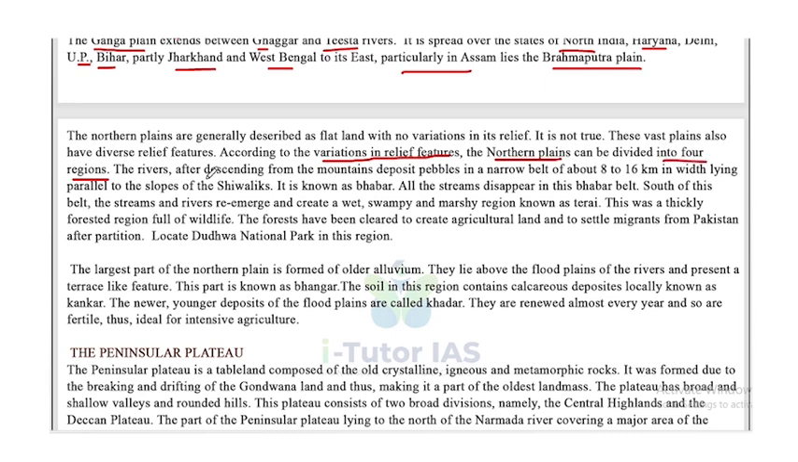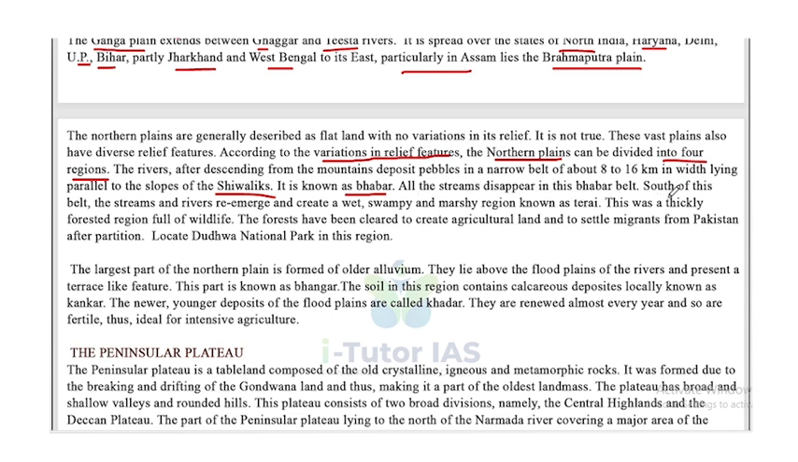The rivers, after descending from the mountains, deposit pebbles in a narrow belt around 8 to 16 km in width, lying parallel to the slopes of the Shivaliks. After crossing the Shivalik region, the rivers deposit pebbles in this narrow belt, and this region below the Shivalik is known as Bhabar. All the streams disappear in this Bhabar belt.